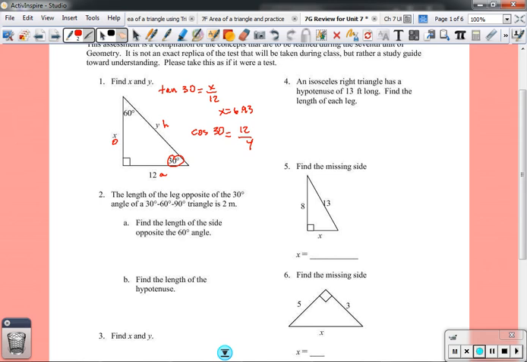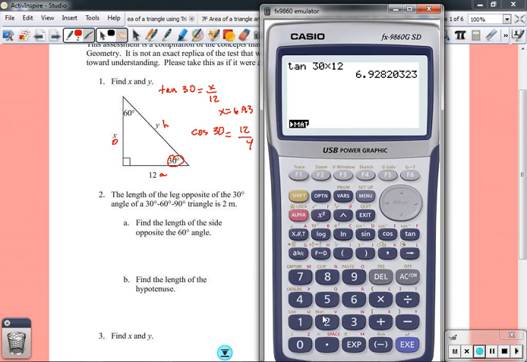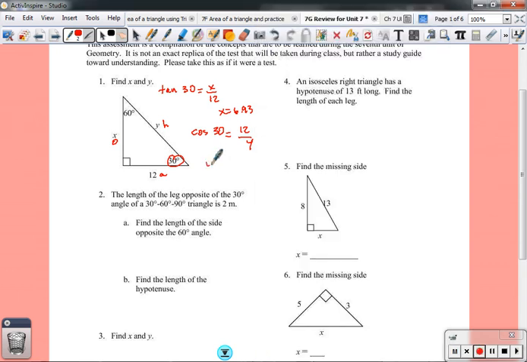And the cosine of 30 equals 12 over y. I'm going to have to divide here. This is 12 divided by the cosine of 30. And that's 13.86.